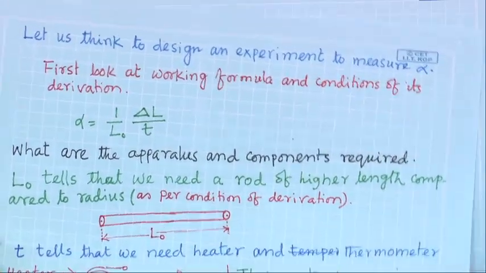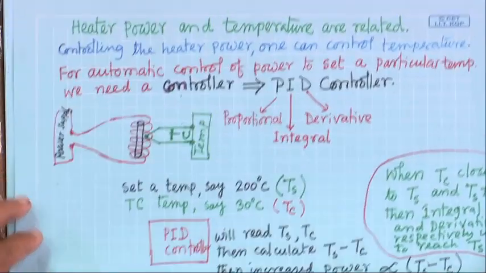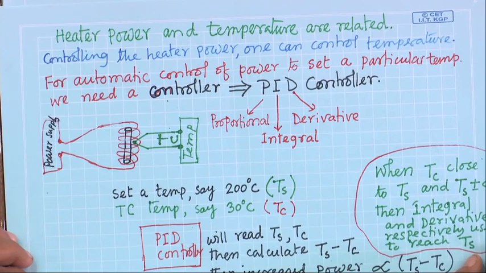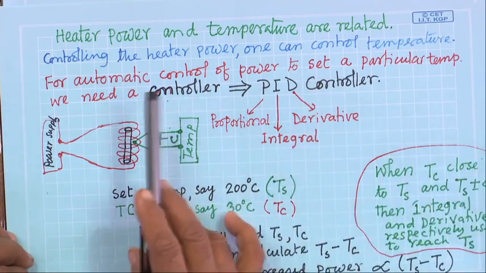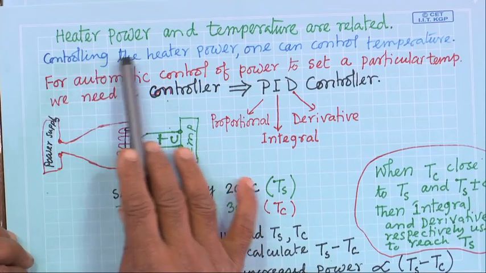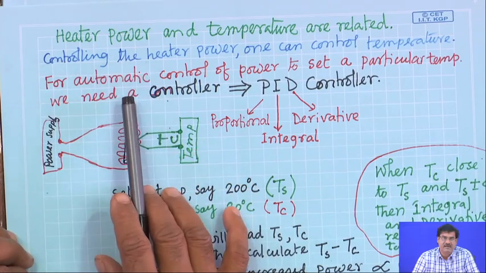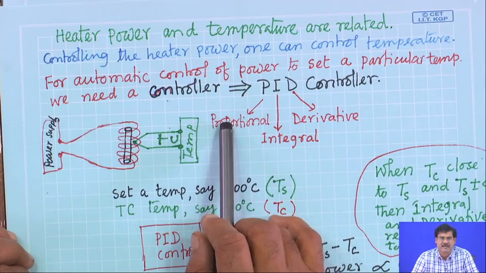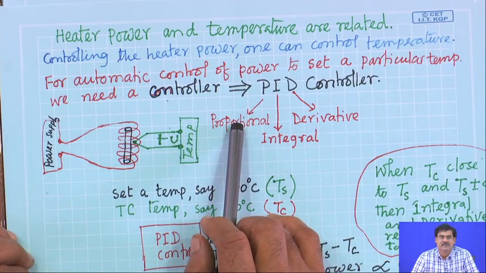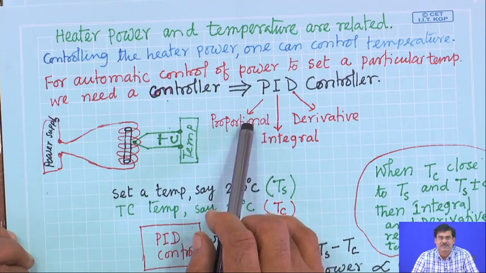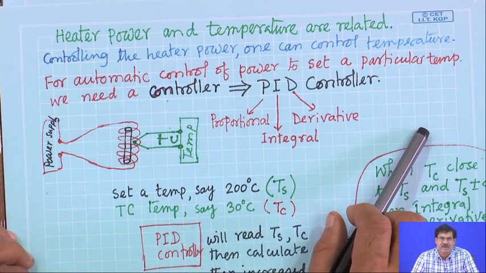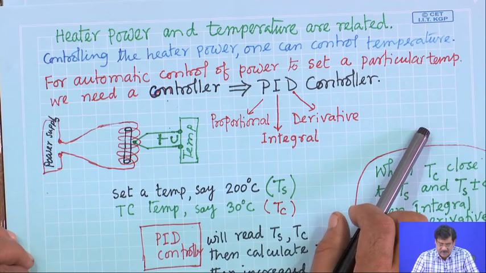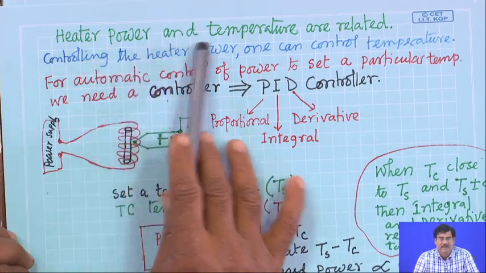Let me tell slightly more about the heater power and temperature measurement. We have a heater, and we give power to the heater from the power supply, and then the temperature at the sample place changes. We read this temperature using the thermocouple thermometer. So the heater power and this temperature are related.